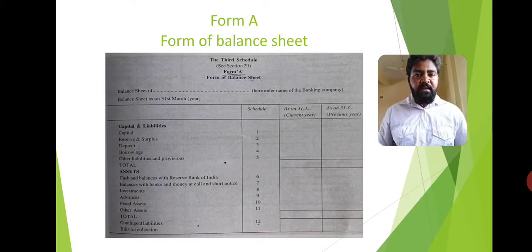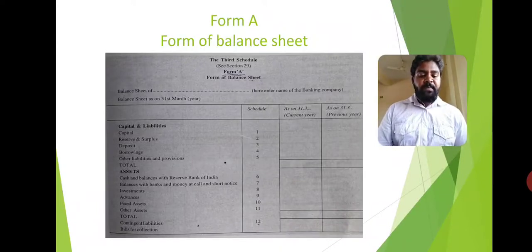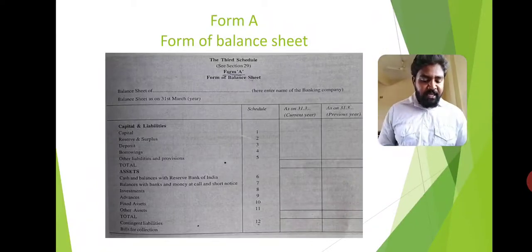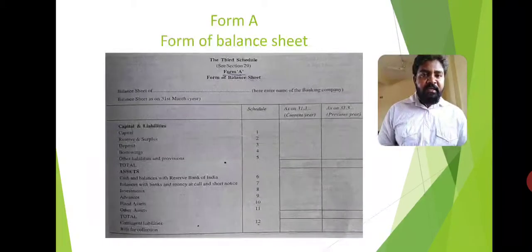Next, schedule number 9 is advances. Here advances like bills purchased and discounted, and next cash credits, then overdrafts and loans repayable on demand. Overdraft facility is provided by the banks, that is to be considered as advances, and cash credit facility also is provided by the banks, that is to be considered as advances.